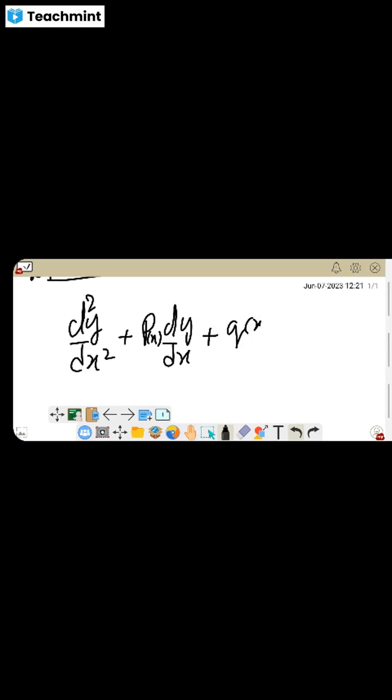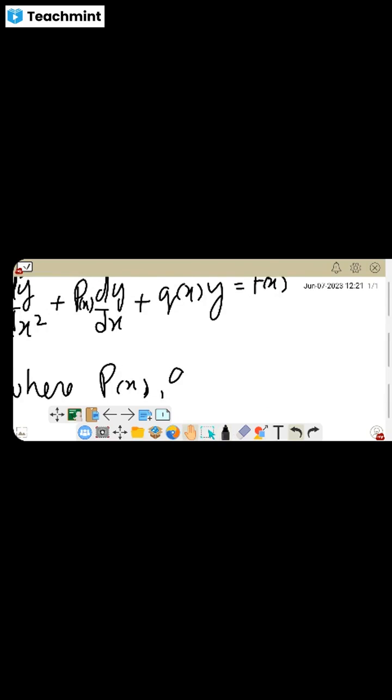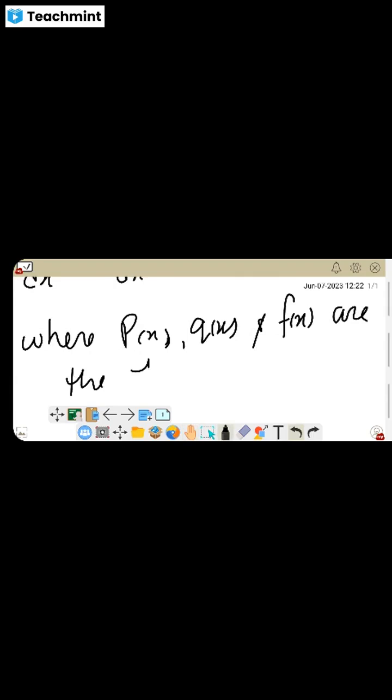So an equation of the type d square y upon dx square plus p x into dy over dx plus q x into y is equal to f x, where p x, q x and f x are functions of x. Okay, ma'am.